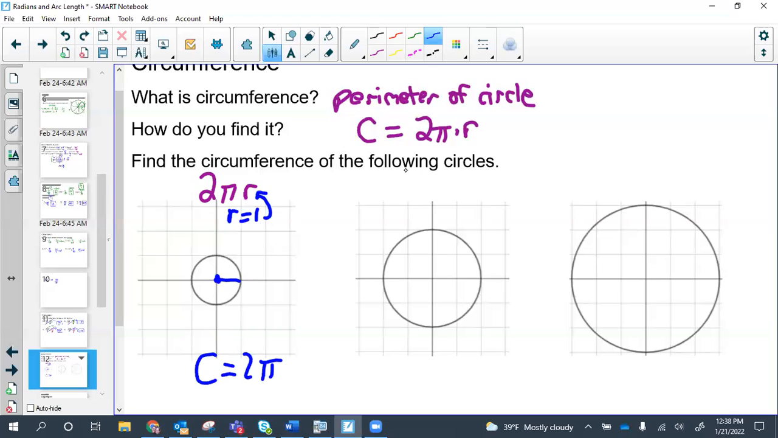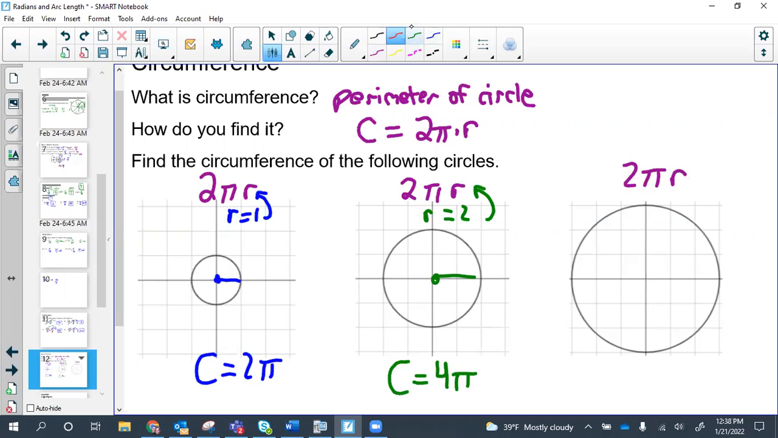Okay, let's go to this next one. Again, we've got our formula. Circumference is 2 pi times r. But what is the radius in this second example? It's 2. And if I plug in, 2 times 2 is 4. So the circumference is 4 pi. Now, last but not least, let's go to this biggest circle here. Again, circumference is 2 pi times the radius, but now the radius is 1, 2, 3. So if I plug in that the radius is 3, I'm going to get that the circumference is 6 pi.